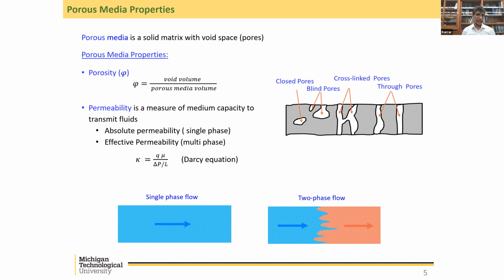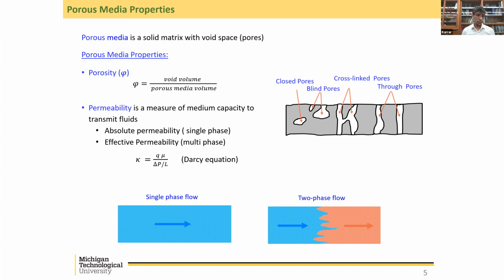It's considered a dynamic property because it is estimated using Darcy's equation, as we see in the middle, and by conducting a flow experiment. So it's considered a dynamic property and porosity is considered a static property. So in case we have a single phase flow, the figure below left, and we are estimating the permeability, that means we have absolute permeability, which is considered a property related to porous media.